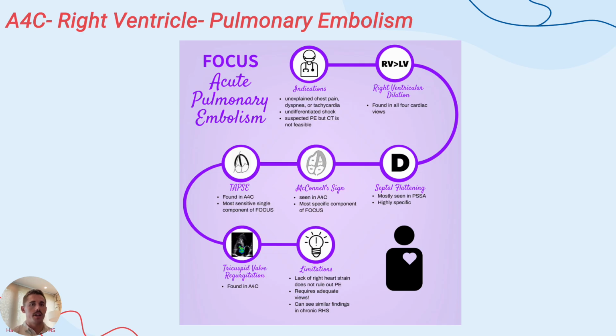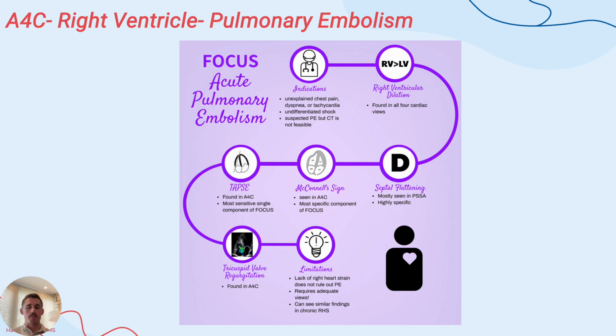First thing that we're going to look at is right ventricular dilation. So in any of the cardiac views, if you're seeing that the right ventricle is greater than that ratio of 1/3 to 2/3 right ventricle to left ventricle, start to become suspicious. If you see the septum start to flatten, this is called the D sign. It's mostly seen in pulmonary embolism, and it is highly specific for it.